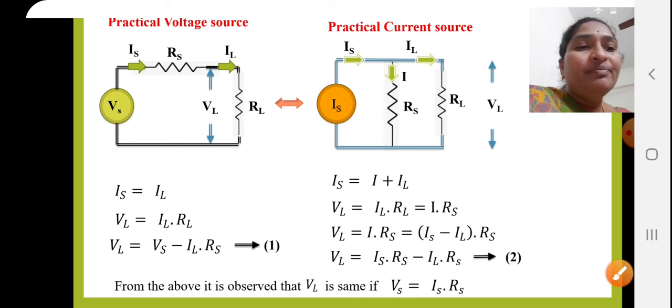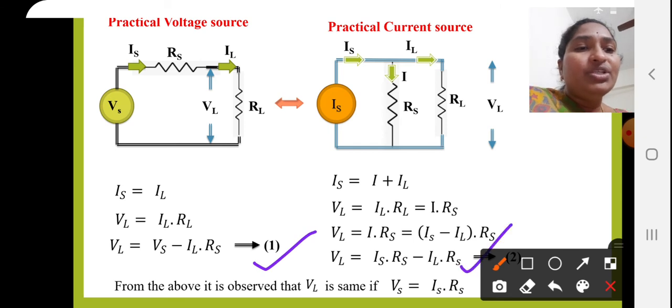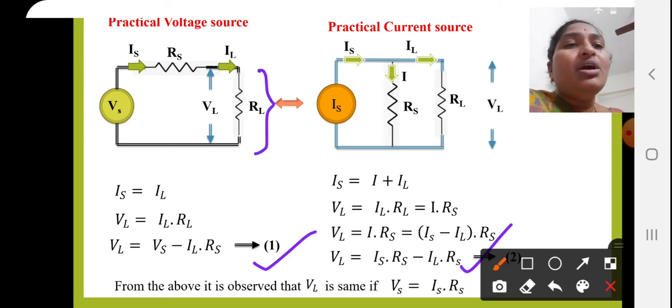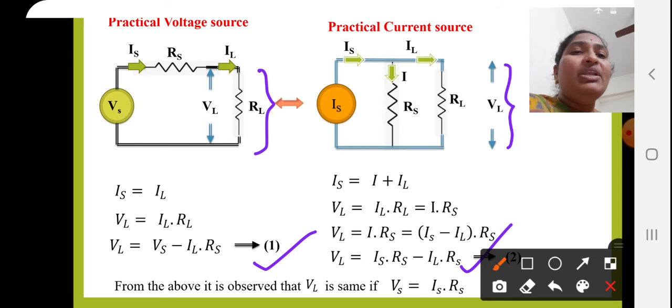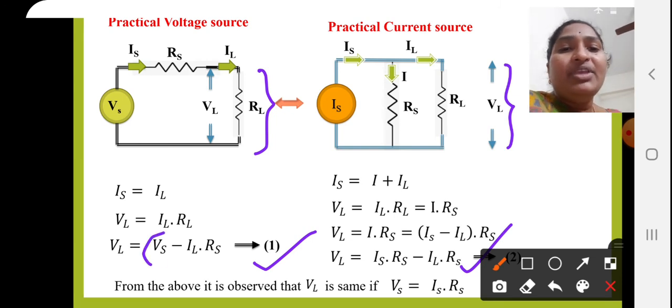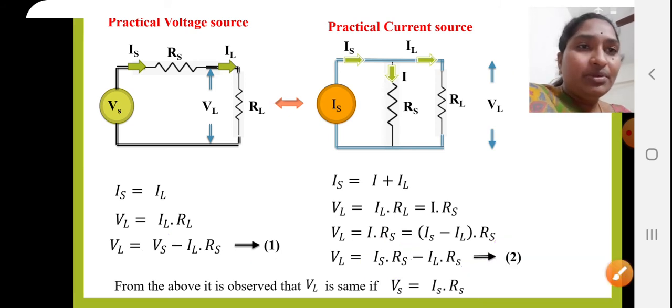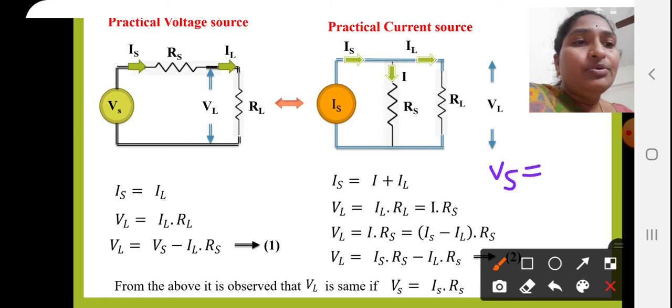Once you observe these two expressions, expression 1 and expression 2, you can compare them. These two expressions are the same. That means the load voltages, or output responses, will be the same whenever Vs is equal to Is into Rs. This is the conclusion. So these two circuits are equivalent whenever Vs is equal to Is into Rs.